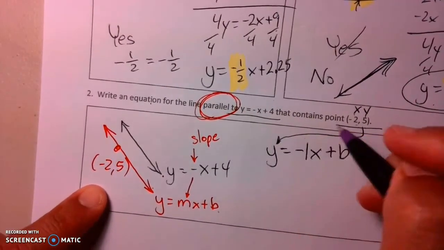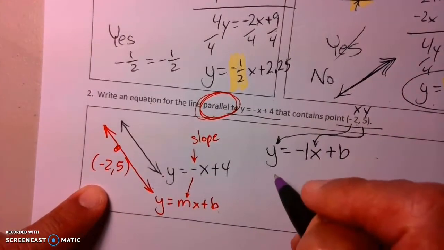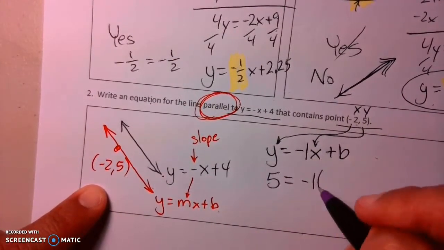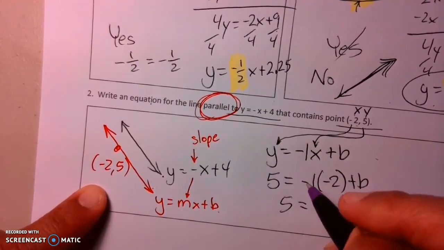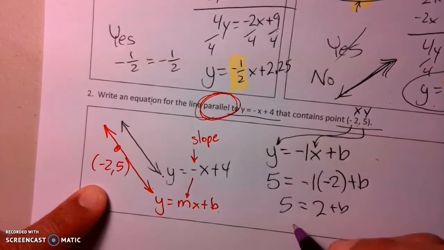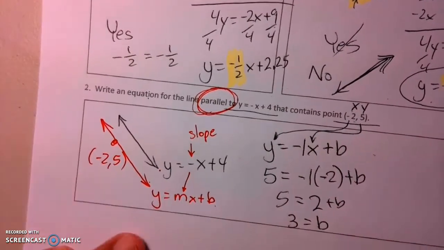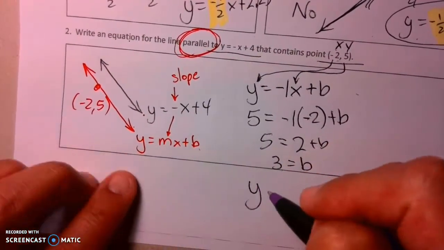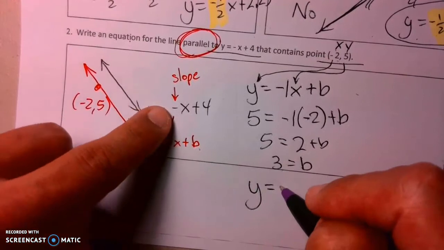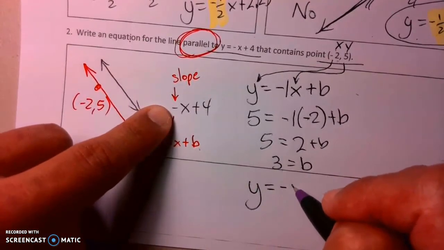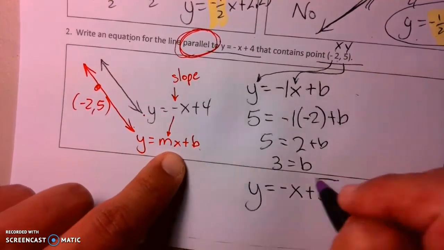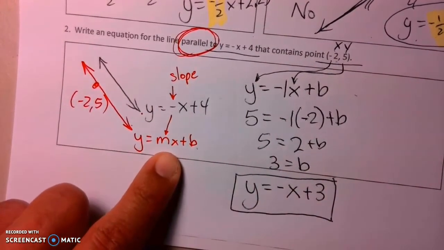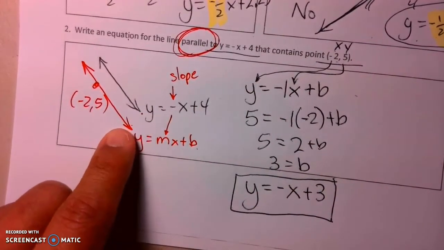So plug in the 5 here, plug in the negative 2 here. So I'm going to have 5, negative 1 times negative 2, and I'm going to solve for b. Two negatives make a positive. Minus the 2, b is 3. So my equation for this red line is y is equal to the same slope, negative 1x. I don't even need to put the 1 there, but I can, plus 3. And that's the equation of the line that's parallel.